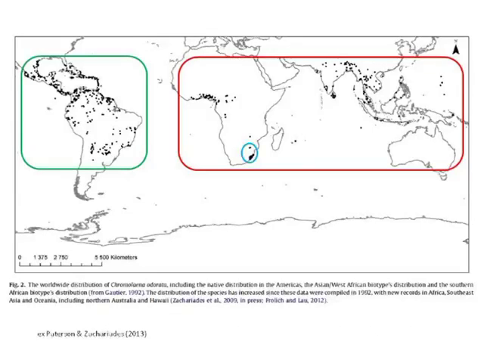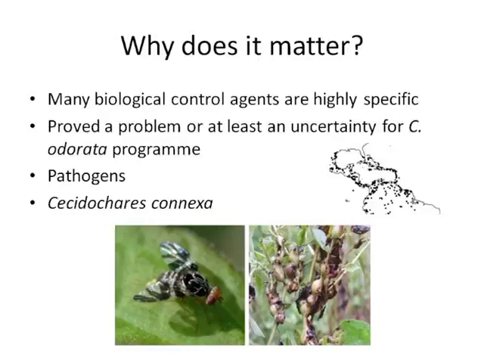And the aim of this study was to find out where our South African plants came from. So where in the native range did our South African plants originate? But why is this important? Many of us know that biocontrol agents can be very host-specific, and they can be host-specific within genotypes of the plant.